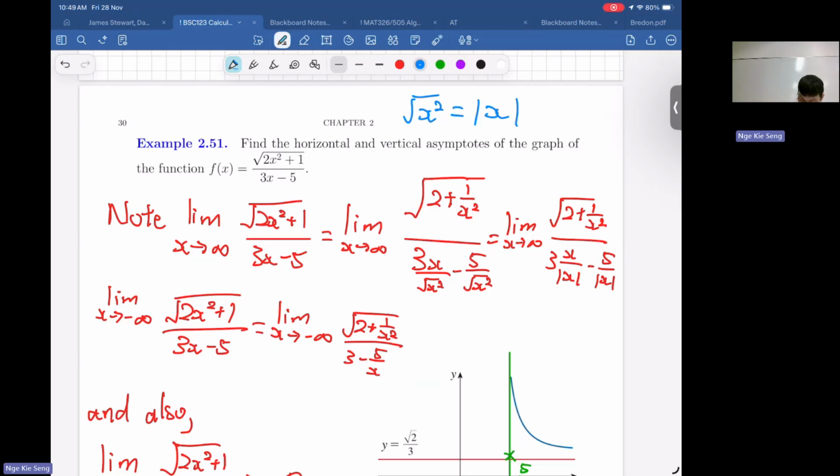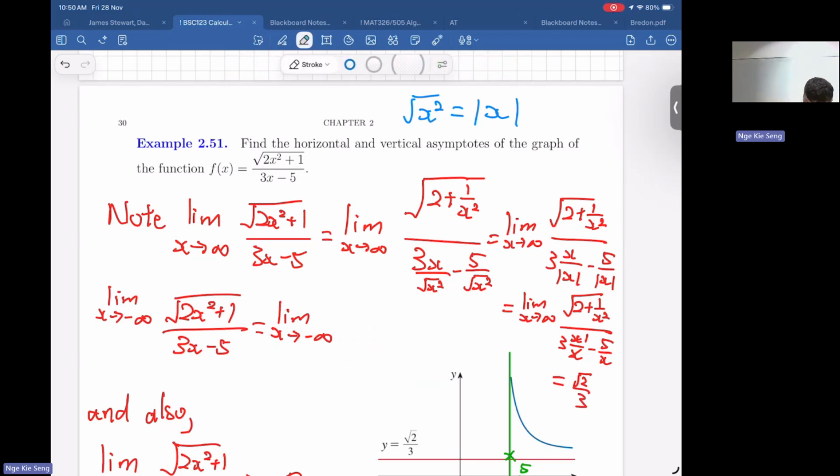Okay. In this case, what we get is the limit of x to infinity of square root of 2 plus 1 over x squared, over 3 times x over x, minus 5 over x. Okay, because when x goes to positive infinity, all the x's will eventually become positive. So modulus x will be positive, and so this side cancels, and then we get what we had before, which is square root 2 over 3. But on the other side, what happens here?